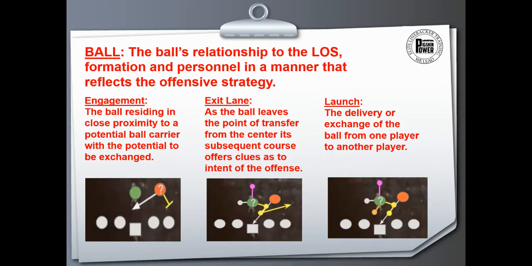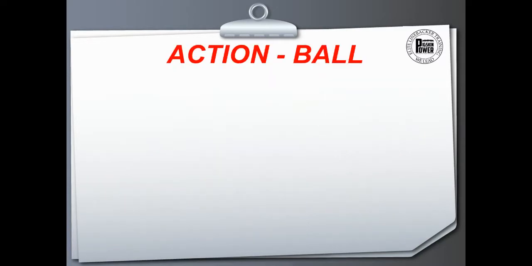And then finally, the launch. This is the delivery or the exchange of the ball from one player to another. It could be a pass. It could be a screen. It could be a handoff. It could be a shuttle. All these things are going to help us. And what helps us is that action we talked about previously is going to help us understand the potential for engagement, for the exit lane, and for the launch of the ball.